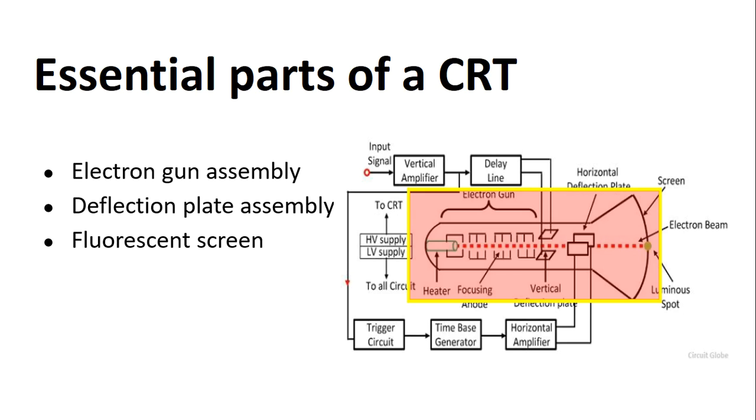The action of a CRT can be explained as follows. The electron beam leaving the heated cathode passes through the control grid on its way to the screen. The intensity of the light spot on the screen can be changed by changing the negative potential on the control grid. As the electron beam leaves the accelerating anode, it comes under the influence of vertical and horizontal deflection plates. If no voltage is applied, the electron beam will produce a spot of light at the center of the screen. The spot of light will be deflected if the voltage is applied. So, this is the construction and working of a CRO.